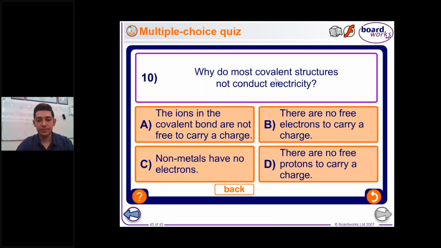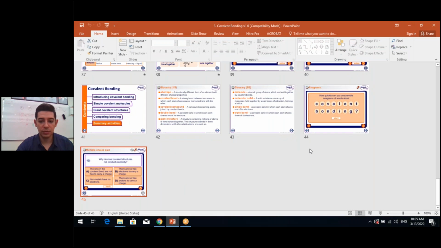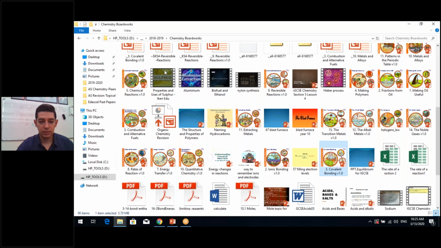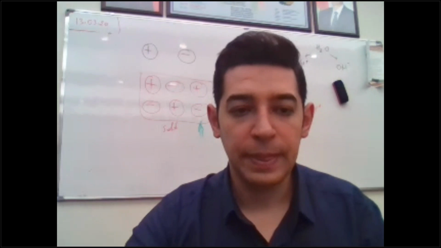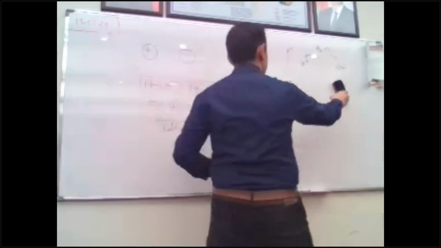So this is about the covalent bonding. Now I will show you the metallic bonding on the board. So, metallic bonding. What's metallic bonding?